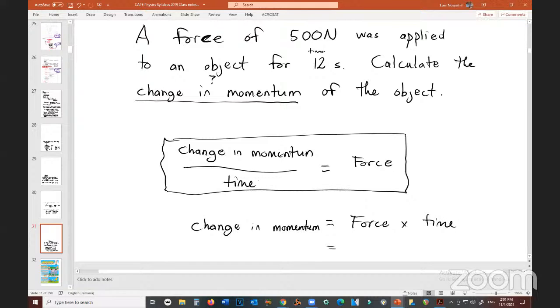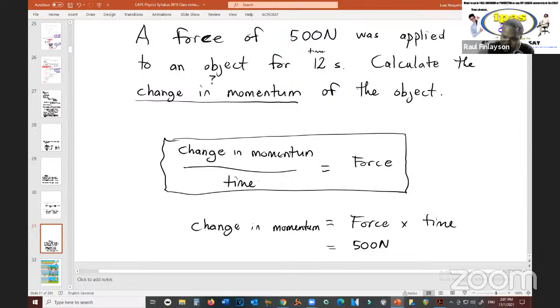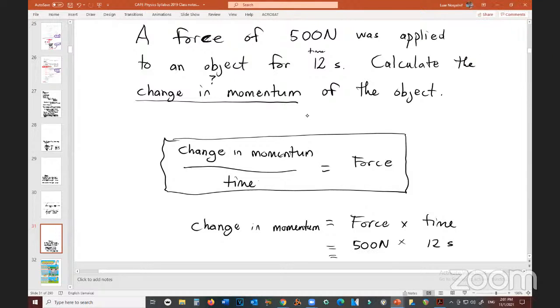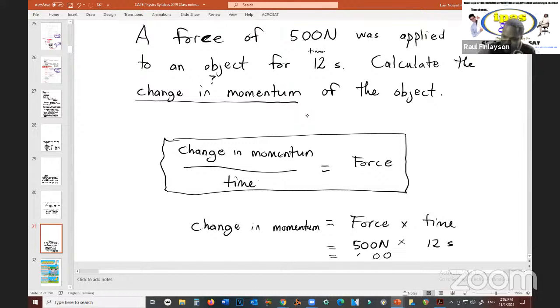Yes, sir. The force is 500 newtons. The time for which that force acted was 12 seconds. And if you multiply these two numbers, what do we end up with? 6,000. Yeah, 12 times 0 is 0, 12 times 5 is 60. So you end up with 6,000 newton seconds. That's it.